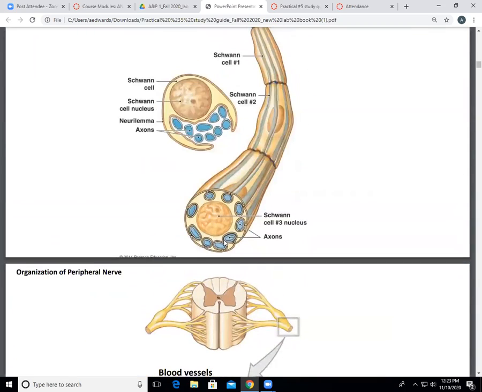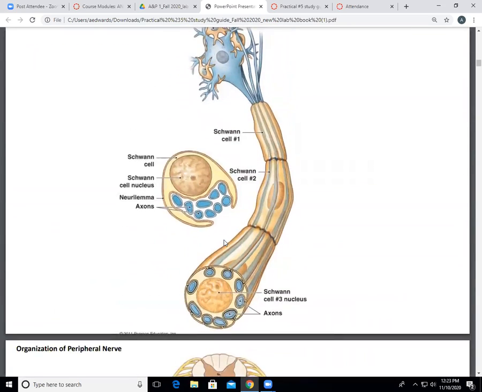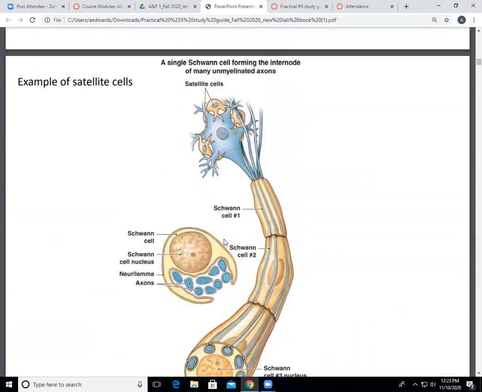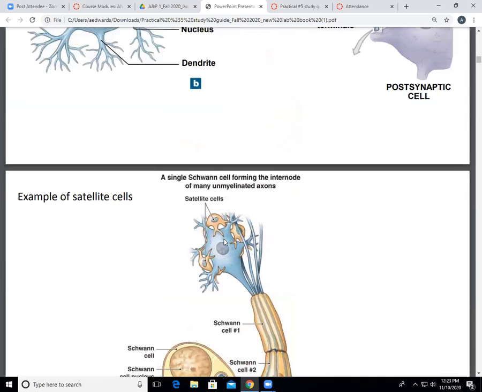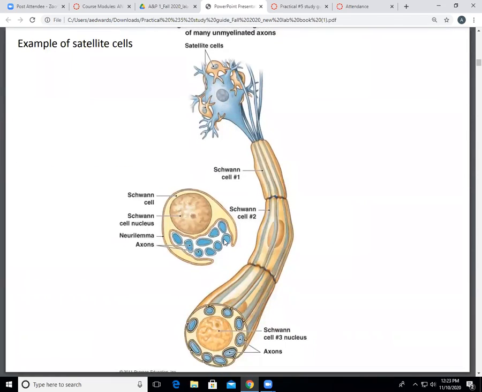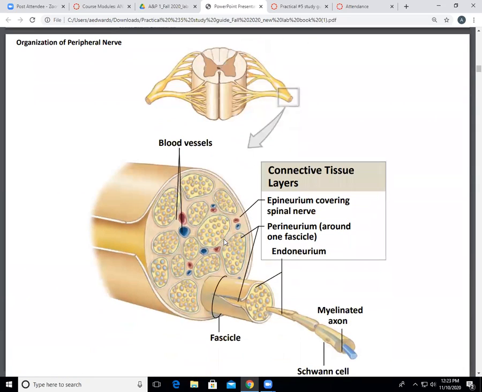All right, so we'll stop there before we get into peripheral nerves. But I want you to review at your tables and look over parts of the neuron and Schwann cells and satellite cells. You can do that at your table.